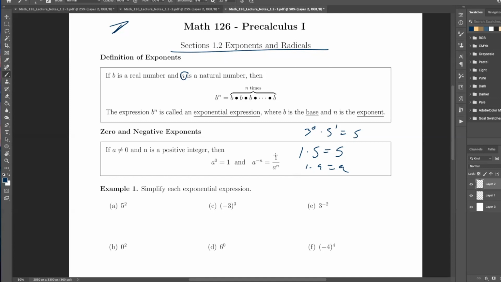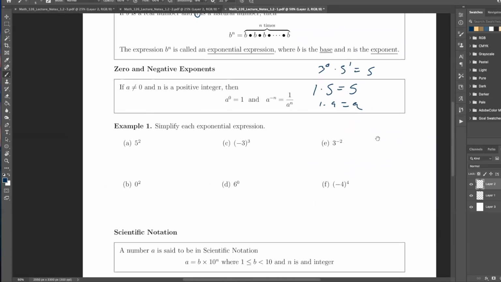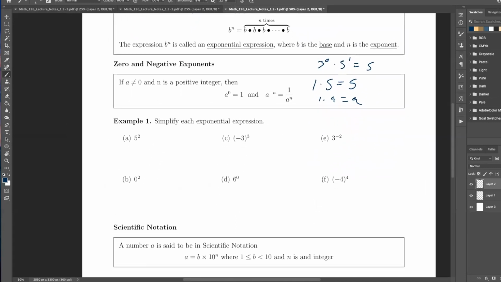If the exponent is negative, we just take 1 over that, so we'll make it into a fraction. Let's actually show you how this is done and go over some examples.